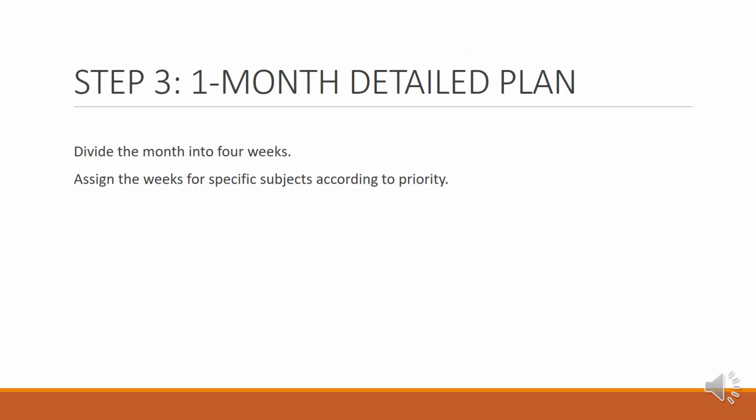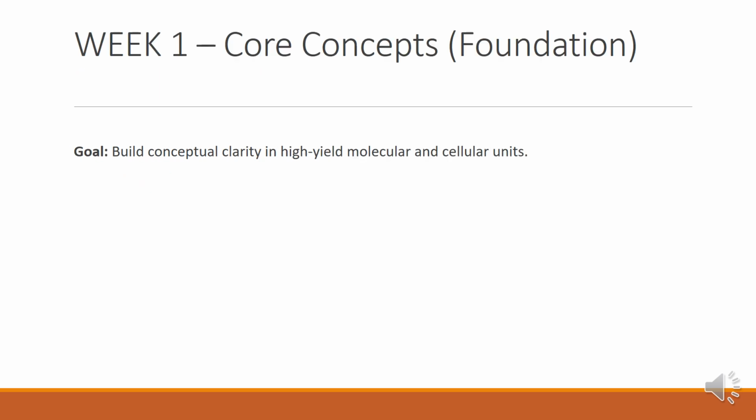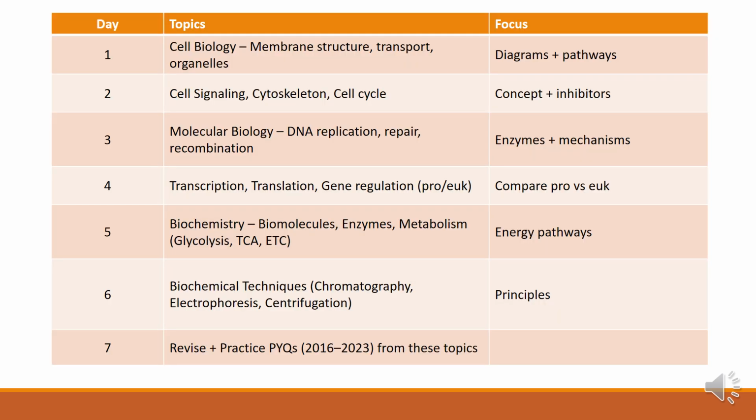Now comes the most crucial part, the 30-day plan. We divide the month into 4 weeks and dedicate each to specific groups of subjects. Week 1, core concepts. Week 1 is all about building a strong foundation. Focus on high yield molecular and cellular units, molecular biology, cell biology, and biochemistry.